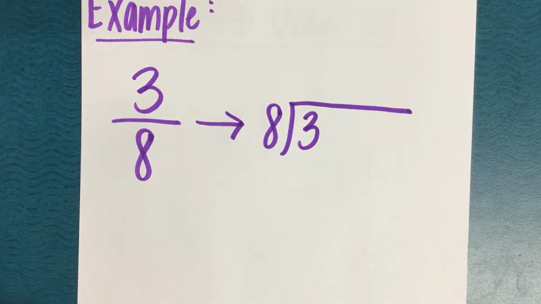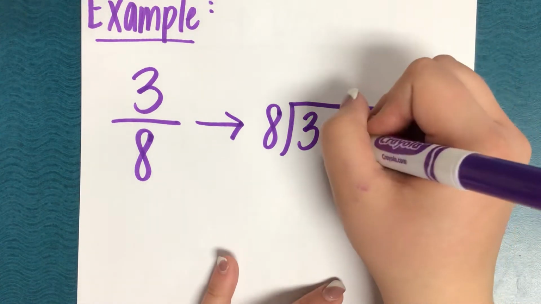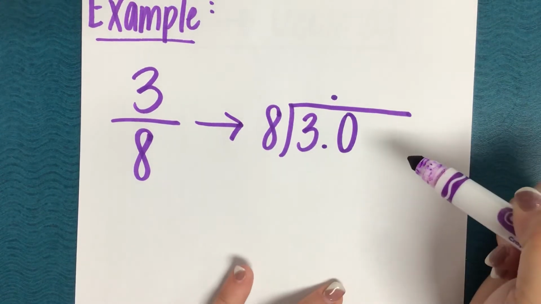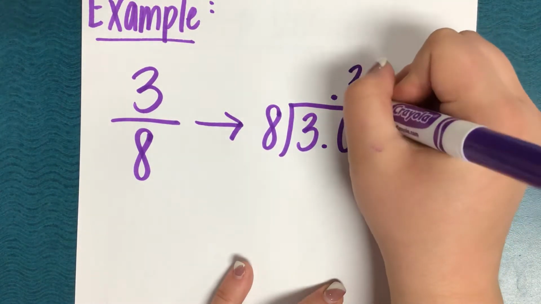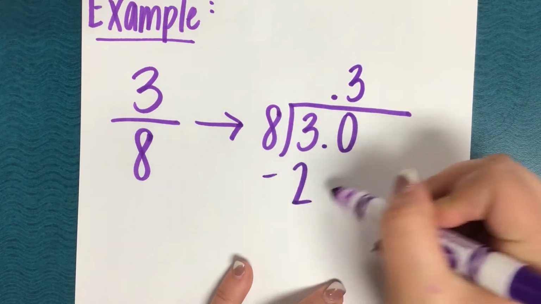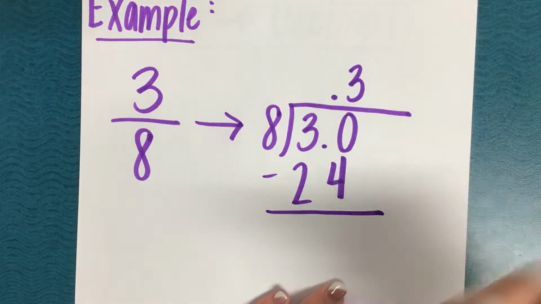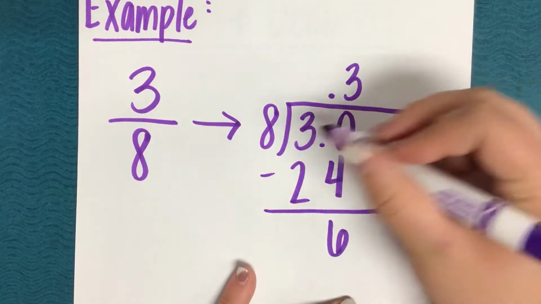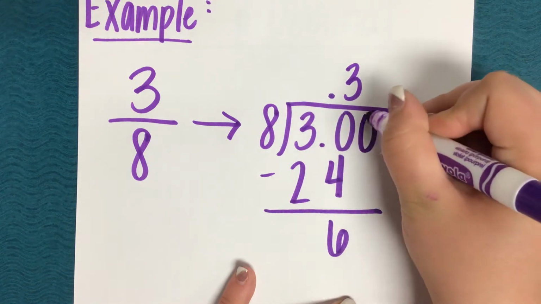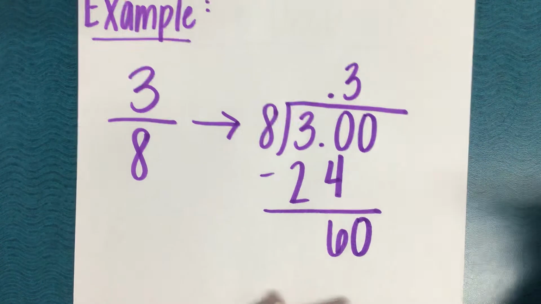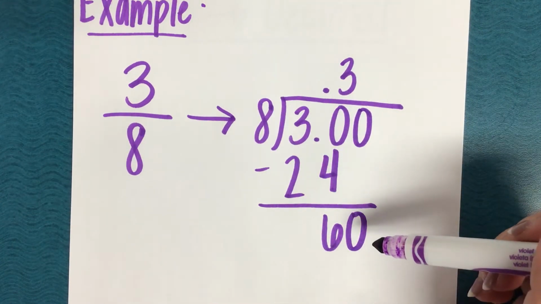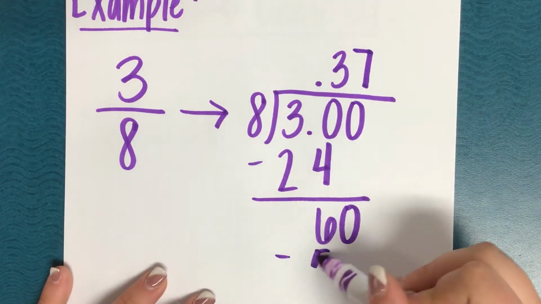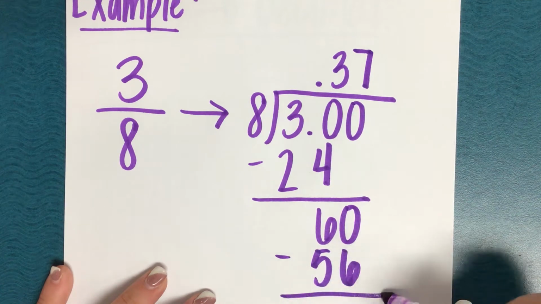Okay, we know that 8 cannot go into 3, so we have to put our decimal and then add a 0. Okay, 8 can go into 30. 8 can go into 30 3 times, and 8 times 3 is 24. Okay, so there's that. I'm going to do 30 minus 24 and get 6. 8 can't go into 6. I'm going to add my 0, bring it down. 8 can go into 60 7 times. 7 times 8 is 56. That leaves me with 4.